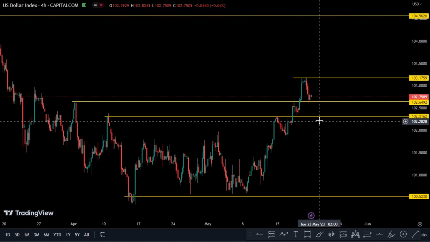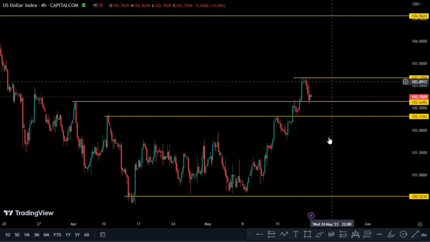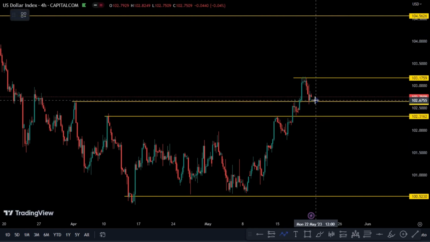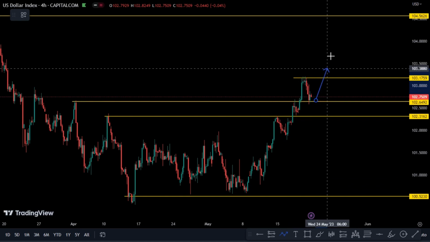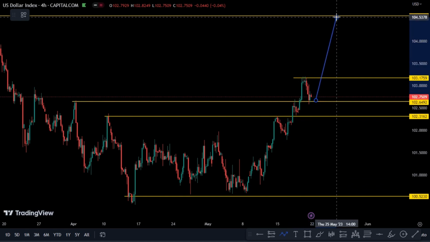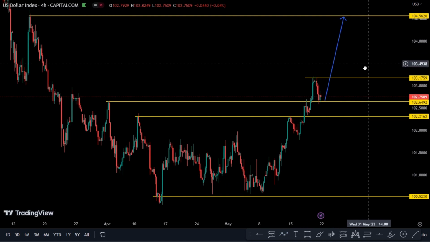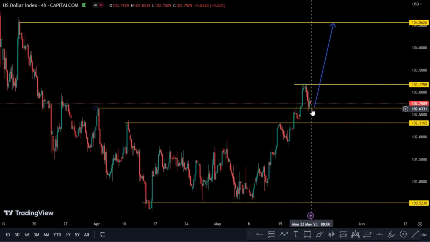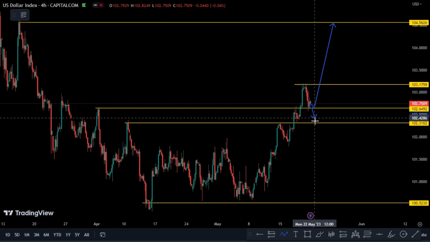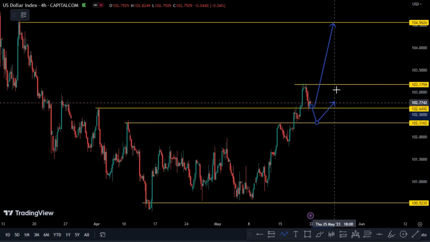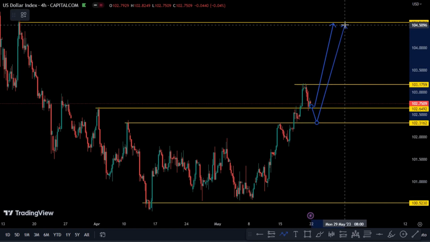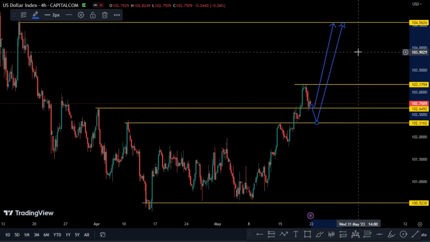If we break the structure, then this is where we anticipate a push to the upside. Okay, so this is the anticipation on DXY for the upcoming week. This is the anticipation that we respect the structure and we push to the upside. If we do not do that, then maybe we push to the structure before pushing to the upside.